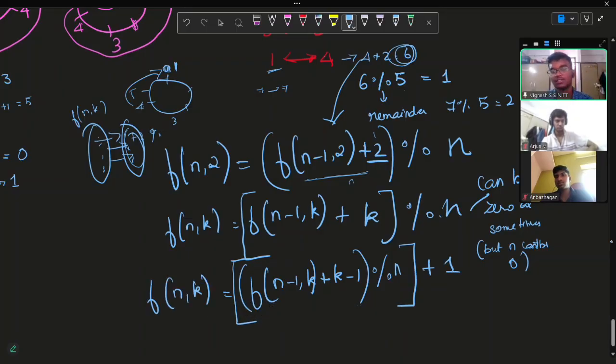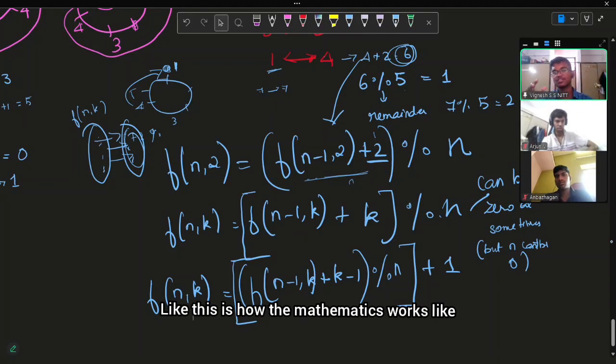Is that clear? This is how the mathematics works when you change it from one to another. When you are using a modulo operation, you will get 0, so you want to counter that. You will subtract 1 before taking the modulo and add plus 1 later.